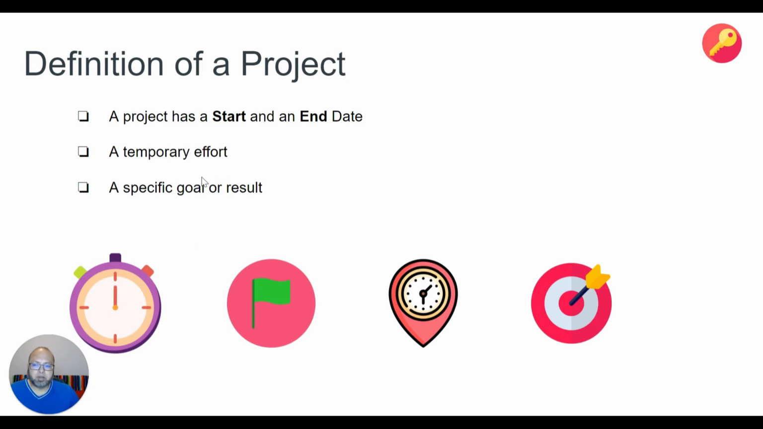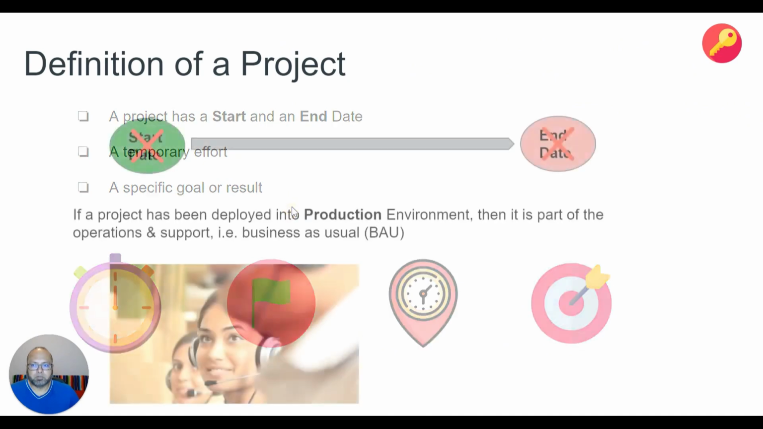It is a temporary effort. You're trying to build something. You're trying to build a software, an application, or you're trying to enhance an application. But whatever the case may be, you are working on it on a temporary basis, not an ongoing basis. And it has a specific goal or result. You're building a brand new application, or you're adding a new feature, or you're resolving bug fixes. Whatever it is, it has a specific goal and a result. So that is a definition of a project.